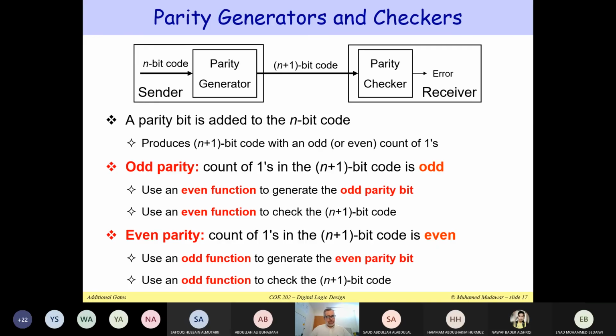Now, one application of XOR and exclusive NOR is parity generators and parity checkers. Remember the concept of parity? I talked about it at the beginning of the semester. So here we have a sender and we have a receiver. And the sender here is going to send an n-bit code. For example, if n is a character, it could be an 8-bit code.